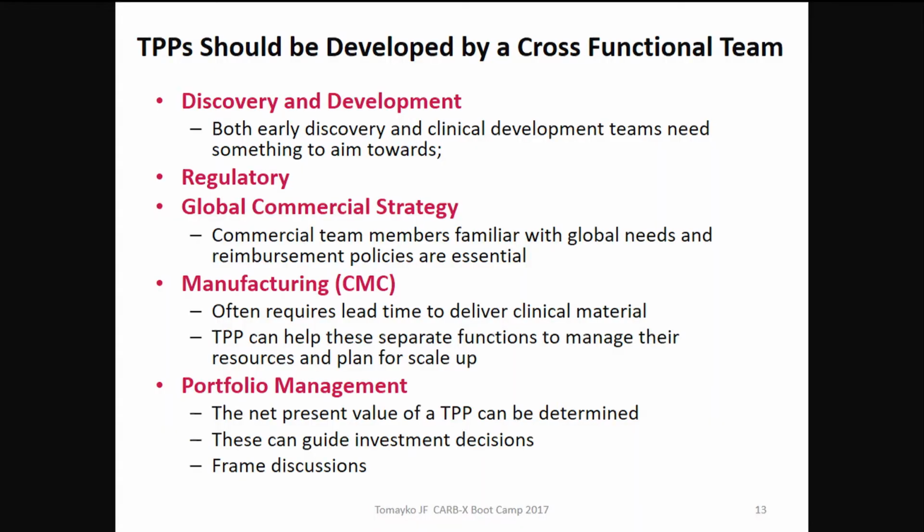And that's because there's often lead time to deliver clinical material. And the TPP could help these separate functions prioritize their work and communicate where they are in the process of providing this. In big pharma, there's usually an active portfolio management group, and they'll put a net present value on your TPP, much like we do with grants and whatever, and they'll allocate resources across a big pharma portfolio in R&D.